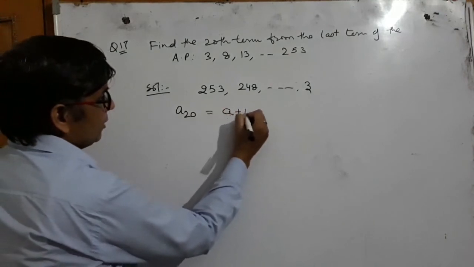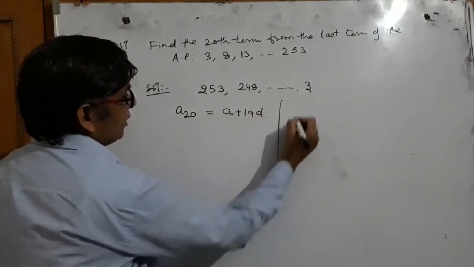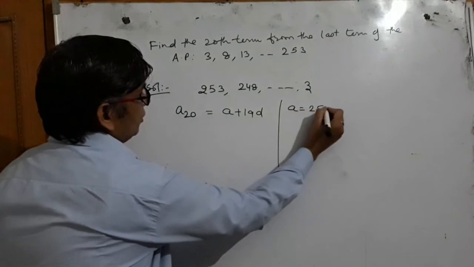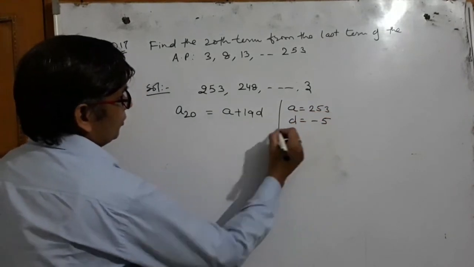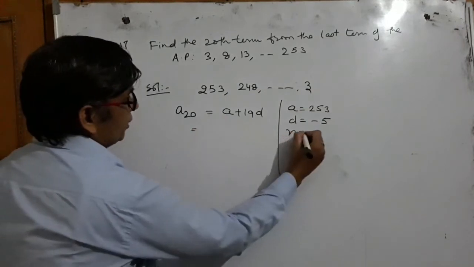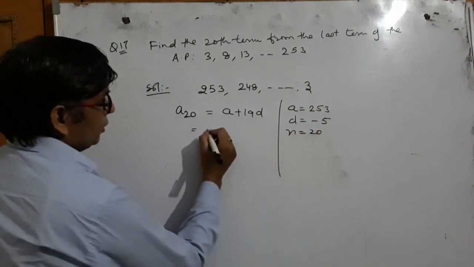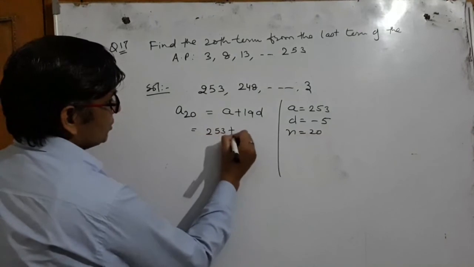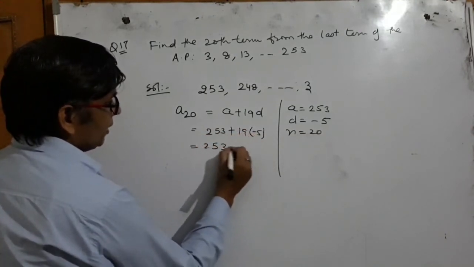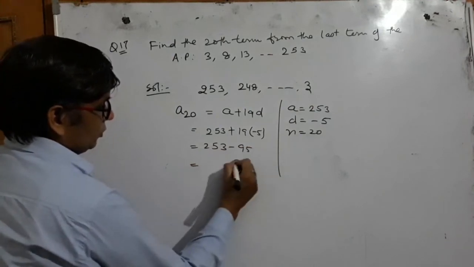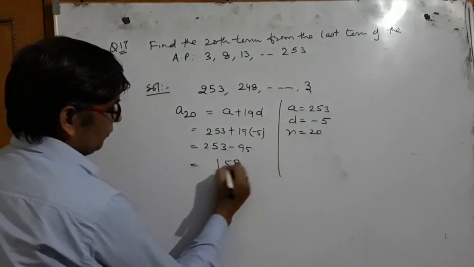तो a plus 19d, तो a is 253, d is -5, okay, और n is 20. Okay, तो a is 253 plus 19 into -5, 253 minus 95. So this is 158, answer.